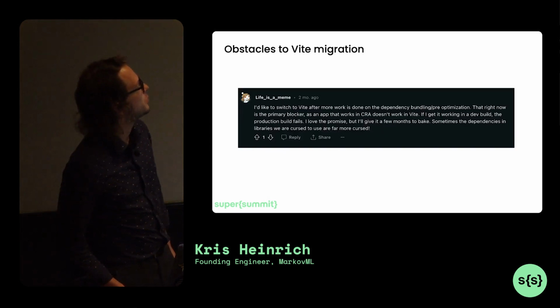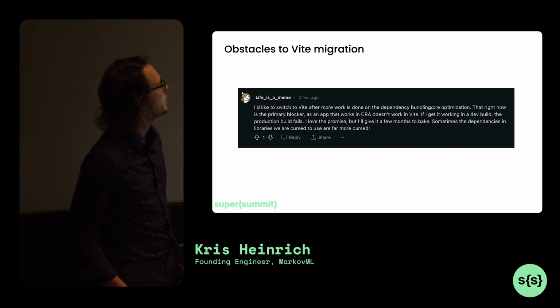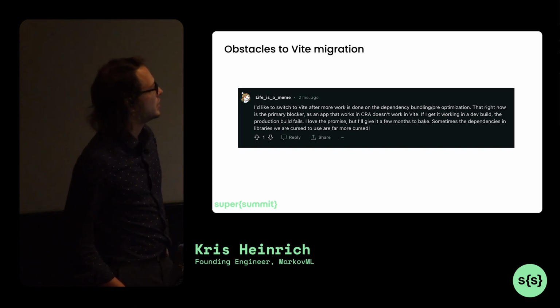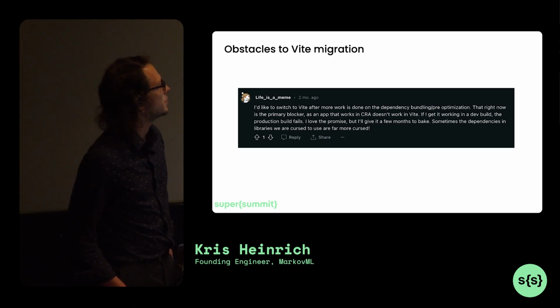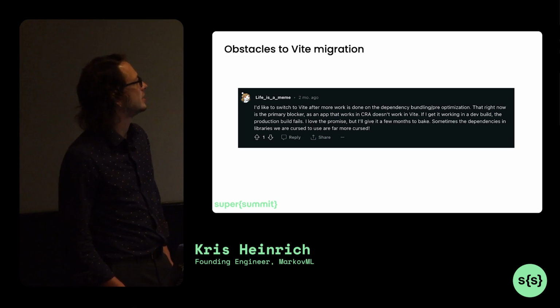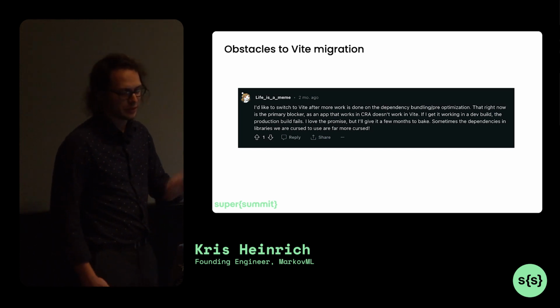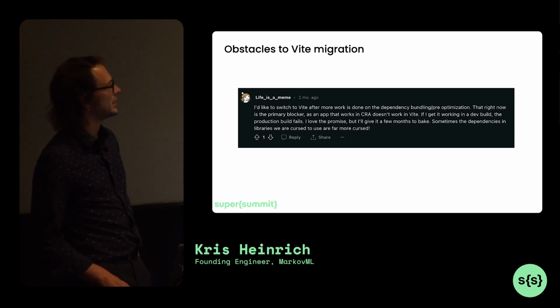I'd like to switch to Vite after more work is done on the dependency bundling and pre-optimization. That right now is the primary blocker, as an app that works in Create React App doesn't work in Vite. If I get it working in a dev build, the production build fails. I love the promise, but I'll give it a few months to bake. Sometimes the dependencies and libraries we are cursed to use are far more cursed. So kind of echoing the same points. Again, the dev build and the production build are two different tools, and they don't always play nicely. Whereas things just seem to work with Create React App a lot more easily.